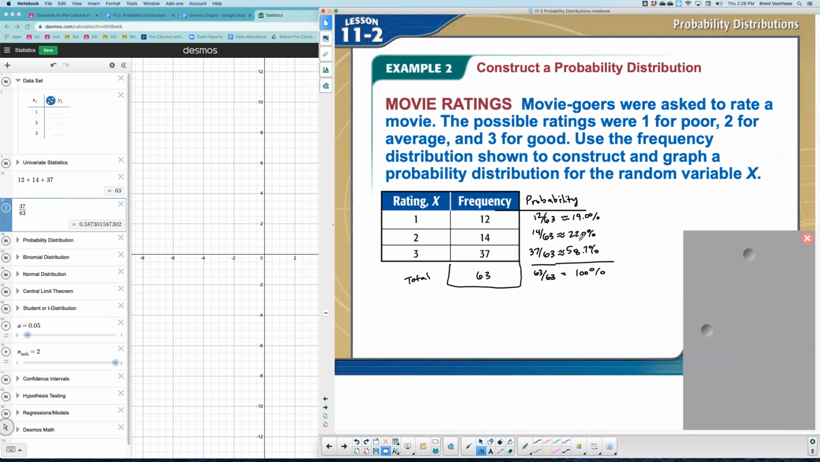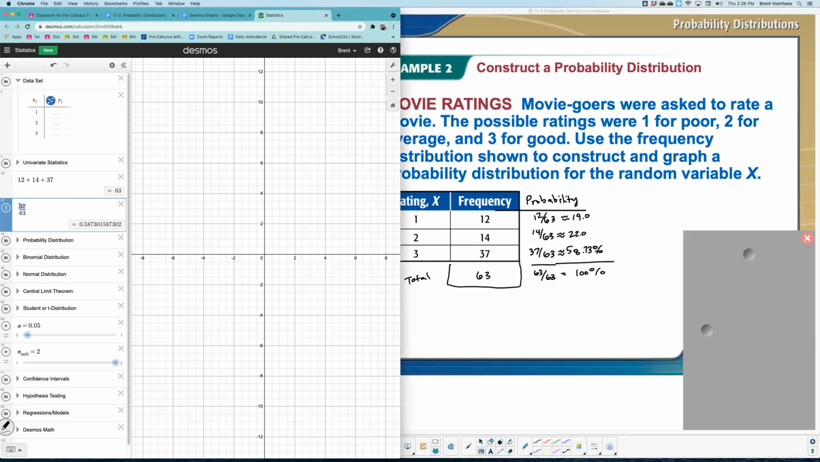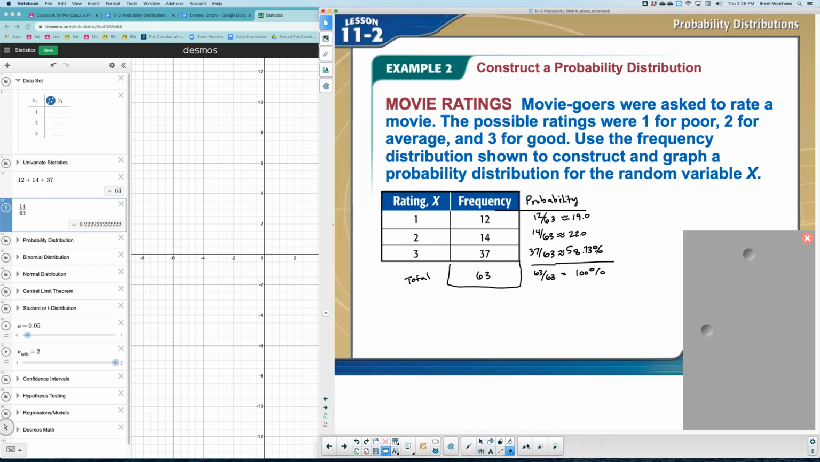Okay, so these I just did not round. I should have rounded to the nearest hundredth. So let's just change a couple of these really quickly so you can see how this works. 58.73%. Let me erase these two. 14 divided by 63 is 22.2. Oh, there was part of my problem before. This was always 22.2, now it's 22.22%.